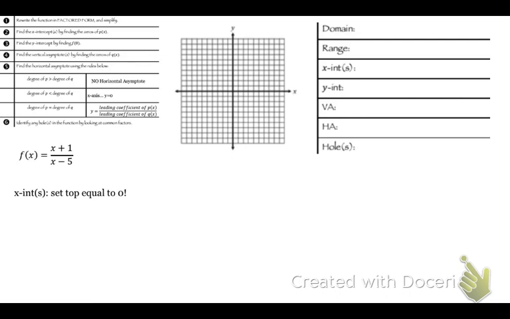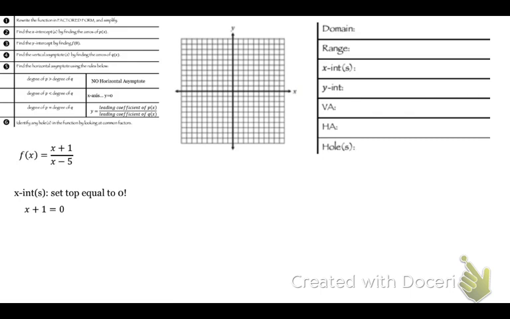Okay. Now we're going to find the x-intercepts by setting the top equal to 0. So I'm going to set x plus 1 equal to 0. If you don't have room in your little box, I would maybe write this on a separate sheet of paper, just so you have everything I write on here, like x-intercept, set top equal to 0. I would write that down.